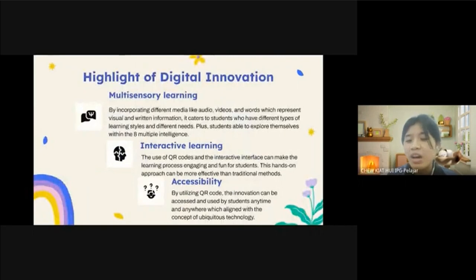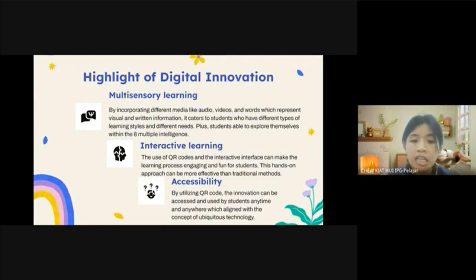Okay, next we will have interactive learning, where the use of the QR codes and the interactive interface can make the learning process engaging and more fun for the students, where the students will have a hands-on approach which is more effective than the traditional methods.